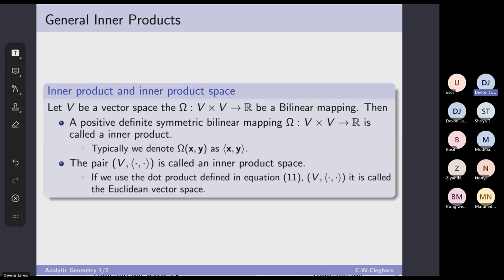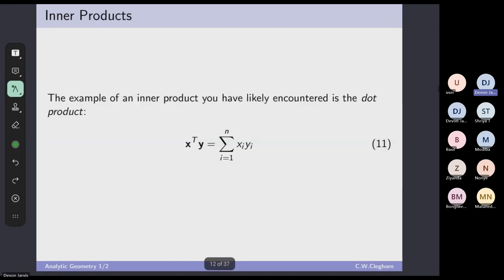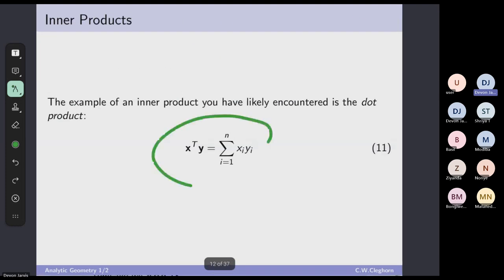All right, if we have that, and again, what we're defining here is the product, like the function omega, okay? If we have a vector space and some inner product that operates under those three constraints, we have what is known as an inner product space. And then if we use the dot product to define equation 11, it's called a Euclidean vector space. The inner product in terms of equation 11 was the dot product. So if I take a vector space in Rn and I use the dot product as the inner product, then you have Euclidean space.